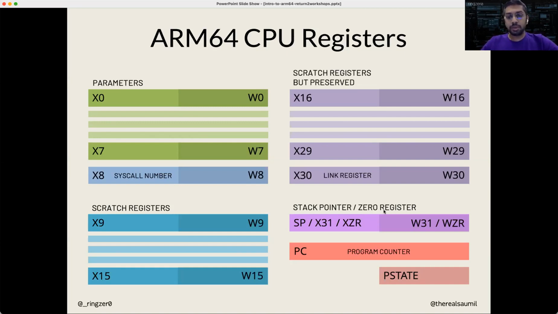Then we come to the program counter. The program counter is always going to be 64 bits. Last, you have the P state register, which is the flags register, which basically contains status like negative, zero, carry, overflow, and what your current exception level, the privilege level, is.